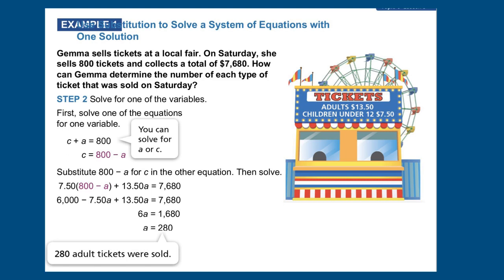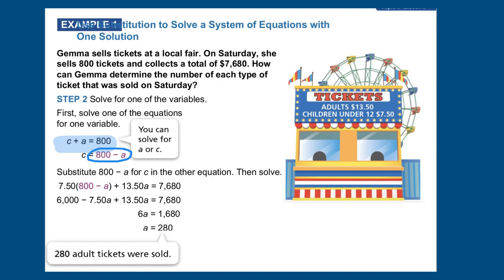So let's think about the tickets. Remember, this was our equation right here. And I can easily isolate one of the variables. If I want C, the children's tickets, to be by themselves, I simply am going to subtract A from each side. So C is equal to 800 minus A. Now that's important because I'm going to take this second equation. This is the substitution method, remember?